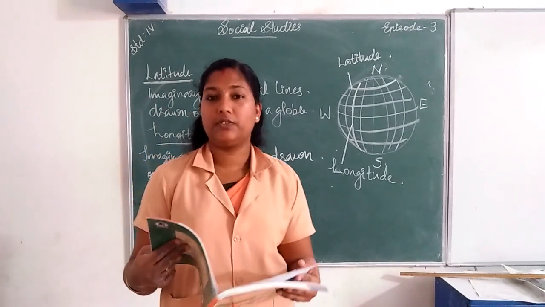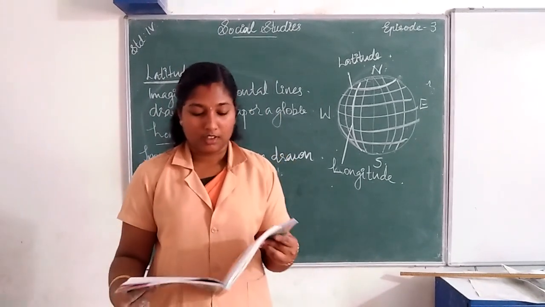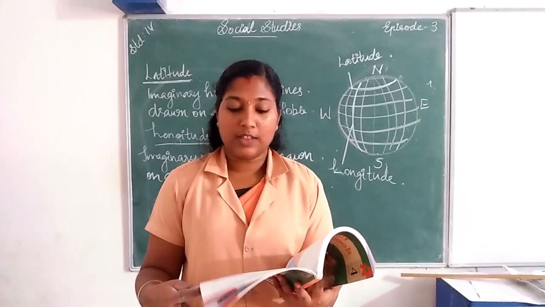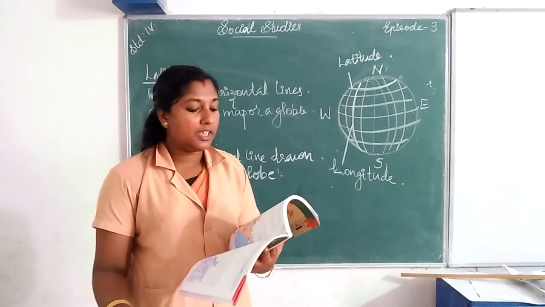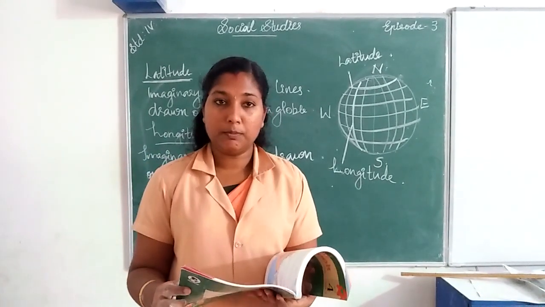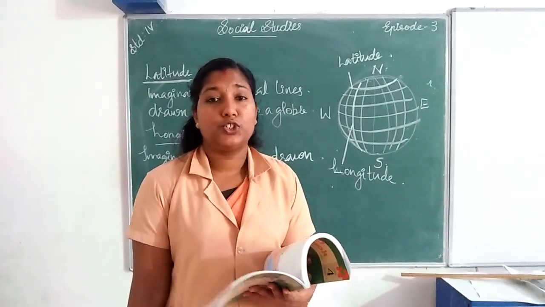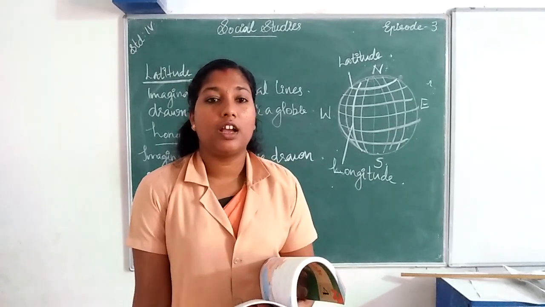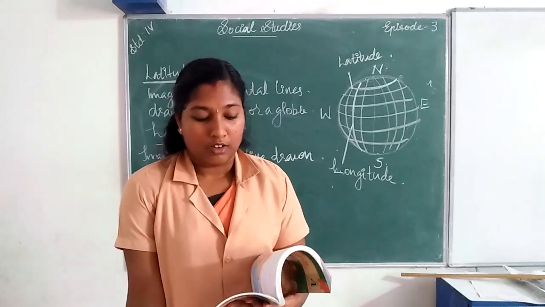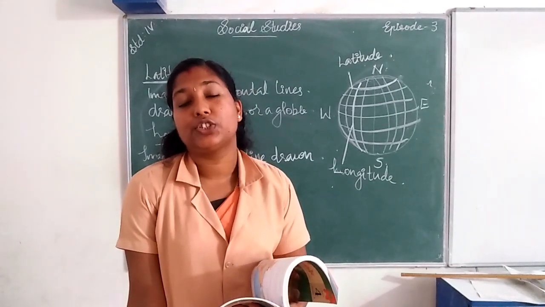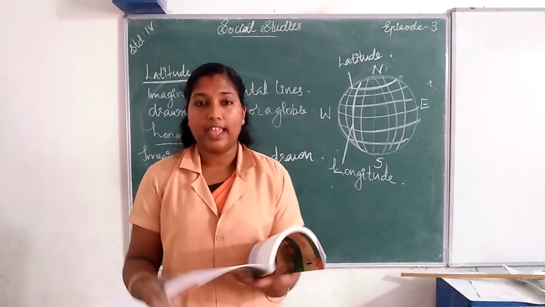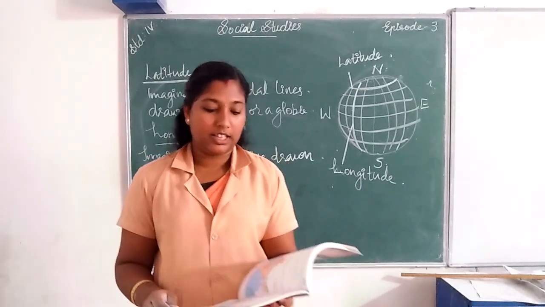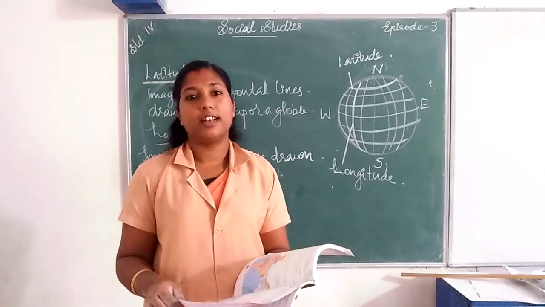What are the differences between a globe and a map? Maps are easy to carry. Globes are difficult to carry. Maps can show different places at the same time. Globes cannot show different places at the same time. No need to turn around to see the other side of a map. One needs to turn the globe around. Maps are more detailed. Globes are less detailed.